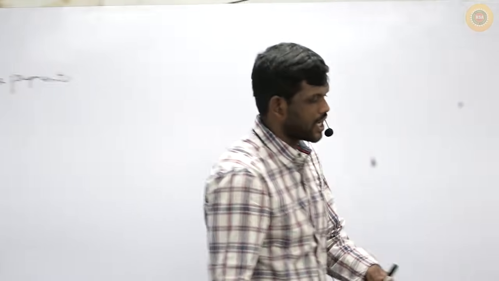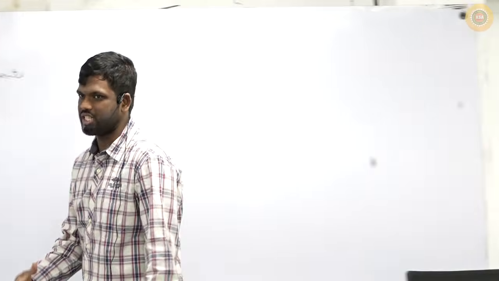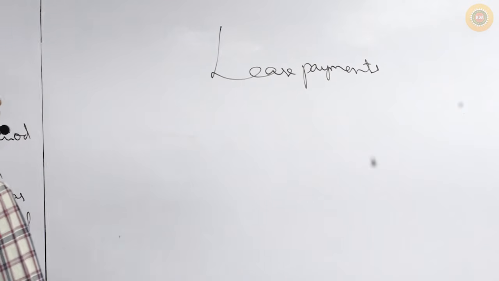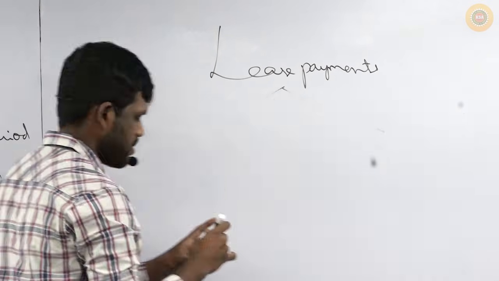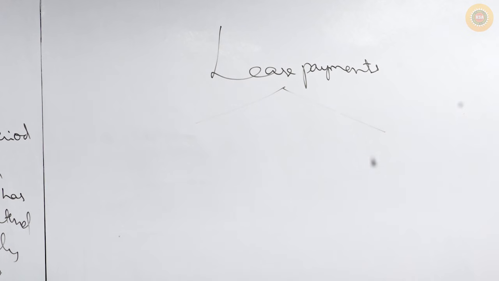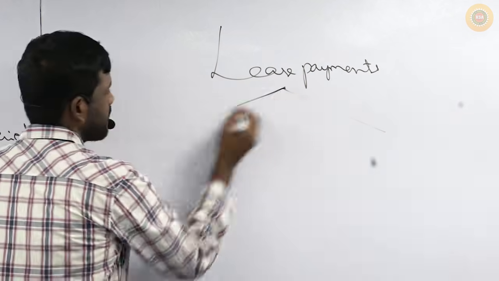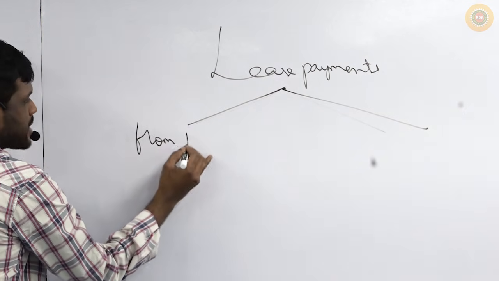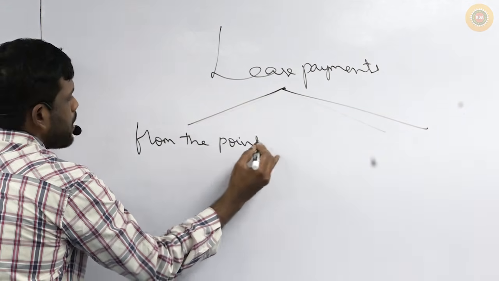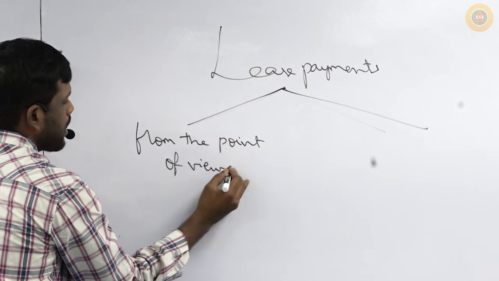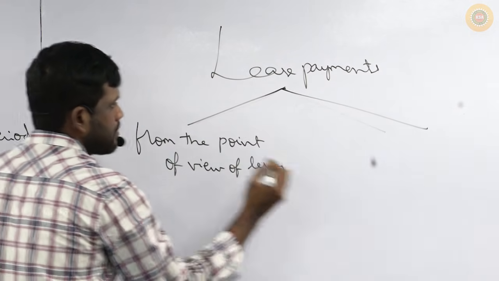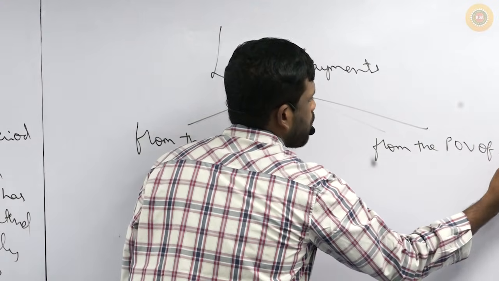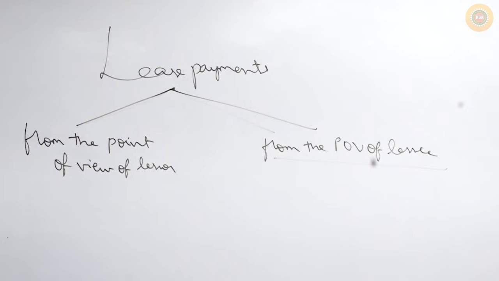Another 2-3 definitions, and once we finish these definitions we will get into journal entries for lease. Pay attention. Lease payments. What is a lease payment? Lease payments has 2 definitions: from the point of view of lessor, and from the POV of lessee.